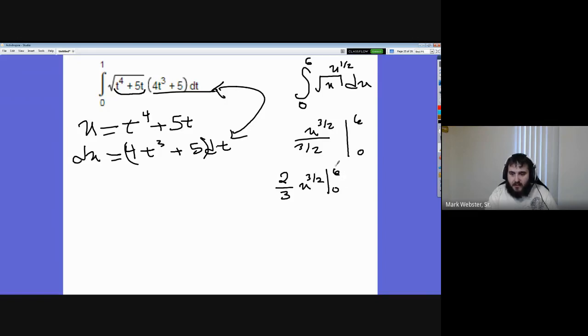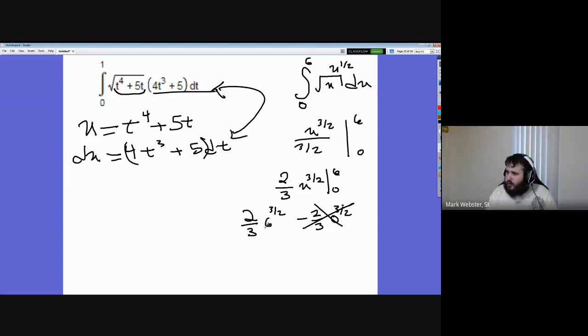So I need to take the top one, plug it in, and then subtract the bottom one when I plug it in, right? So I've got 2/3 of 6 to the 3/2 minus 2/3 of 0 to the 3/2. Well, 0 is going to make this not a going concern, right? So let's see if we can simplify this.